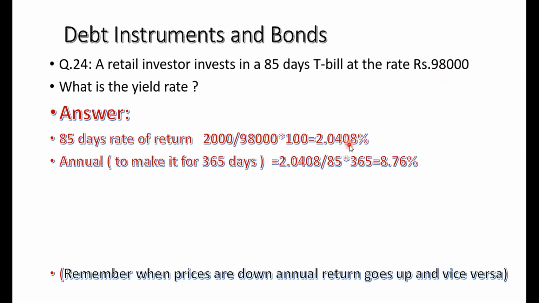That is not the answer. This is the return for 85 days. For the 1 year return, just divide by 85 and multiply by 365. Cross check, you'll get 8.76. Cross check, boss. Are you getting the answer? Yes or no? Yes, sir. Very good.